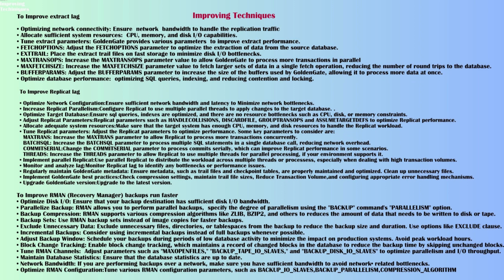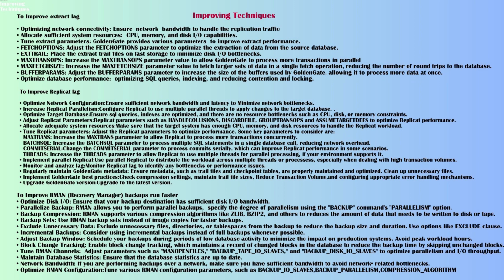How to improve Oracle GoldenGate Replicat lag. To improve Oracle GoldenGate Replicat lag, optimize network performance. Ensure that your network infrastructure is capable of handling the replication traffic efficiently. Check for any network bottlenecks, such as high latency or bandwidth limitations, and address them accordingly. Consider using dedicated network connections or increasing bandwidth if necessary.